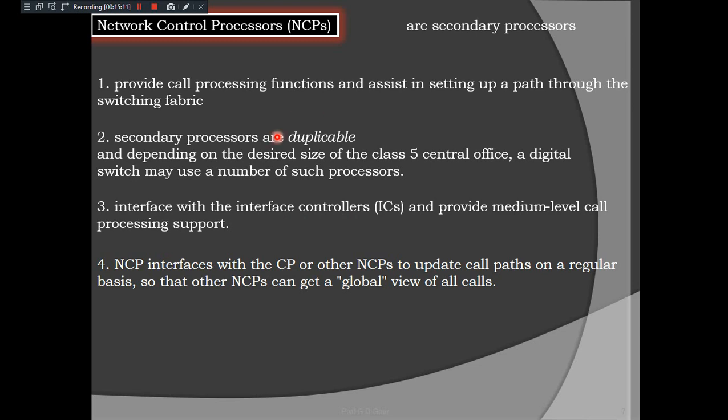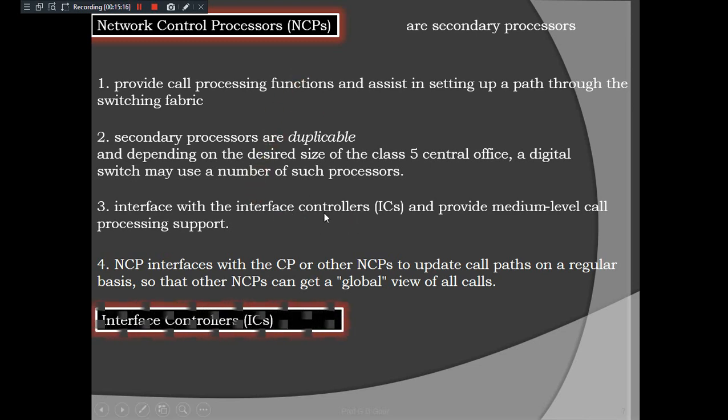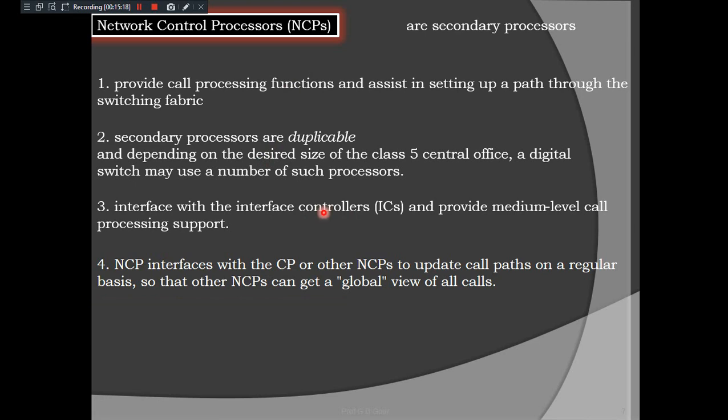See, you can look here and try to understand what we mean by medium level call processing support with the help of the IC. Just now I explained how the call request from the subscriber goes through the LM or TM and through the IC, and is routed to the NCP, and what role the NCP plays until it establishes the shortest path. That is called medium level call processing support.